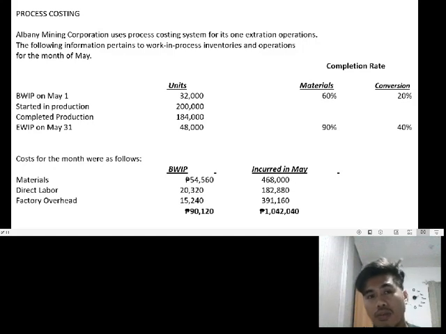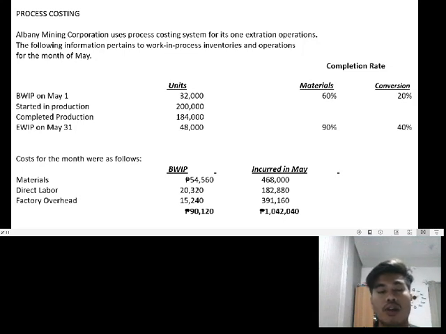So, we also know ano yung mga completed production. Completed production, ito yung mga units na natapos na. But in computing the equivalent units of production, ito yung how many units na ina-allocate, o how many units ang natapos na pwedeng i-allocate yung cost.